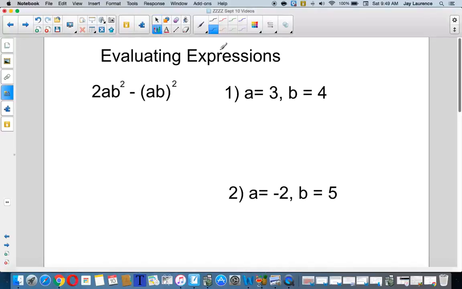Okay. So here we're going to do some evaluating expressions, and then I'll also talk about the order of operations. So let's get down to this problem here.